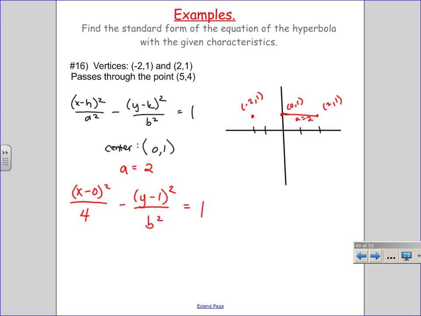Did they tell me foci? I don't even know C. I do have a point, so that's a clue, right? So if that's a clue, how can I use said clue in order to be able to help me? The distance, I can do 1, 2.